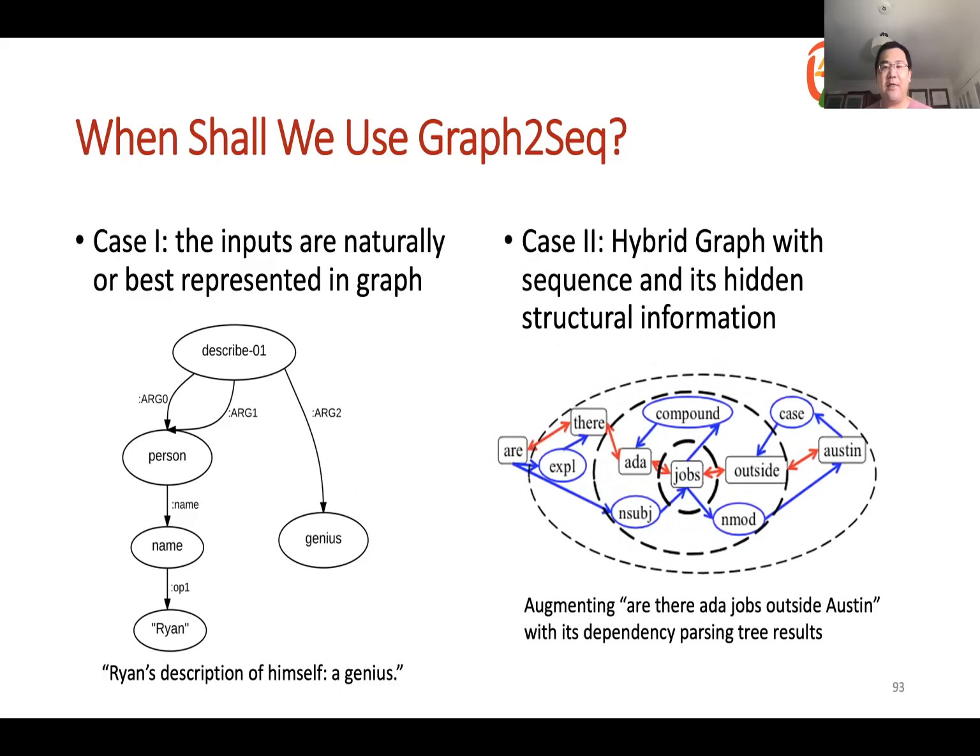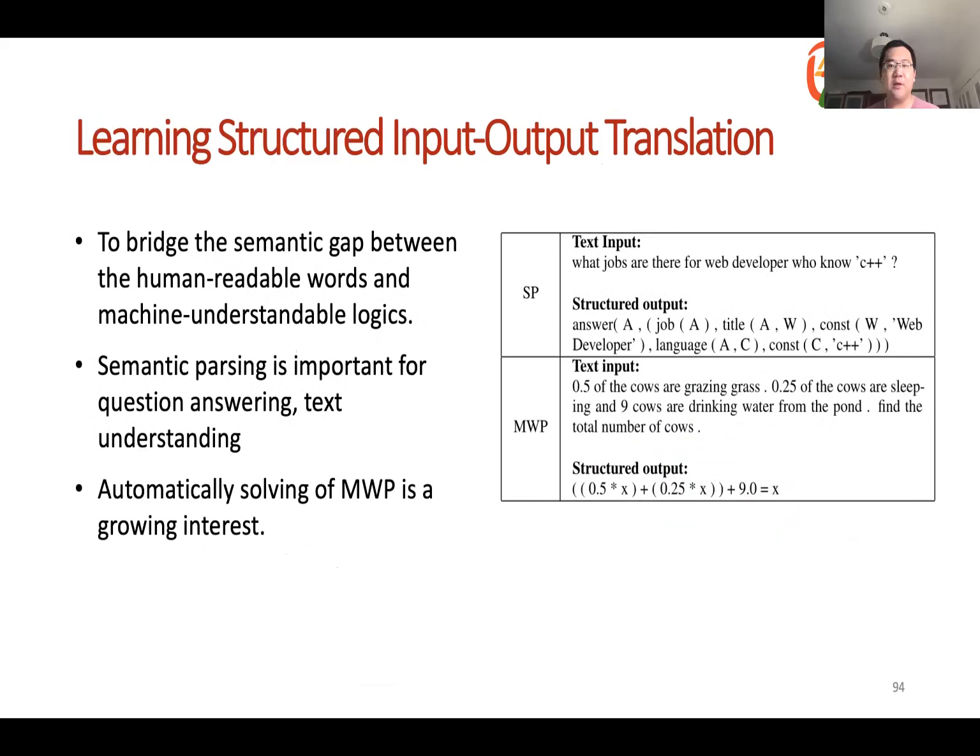Another scenario, which I think is more important, is that we can generate a hybrid graph from the sequence and its hidden structure information, just as we intensively discussed in the graph construction part. Therefore we can combine domain knowledge with the current sequence. In this case, once we formulate a graph input and have a sequence output, we should leverage our graph-to-sequence model. Even further, sometimes we consider not only graph input and sequence output, but structured input and output.